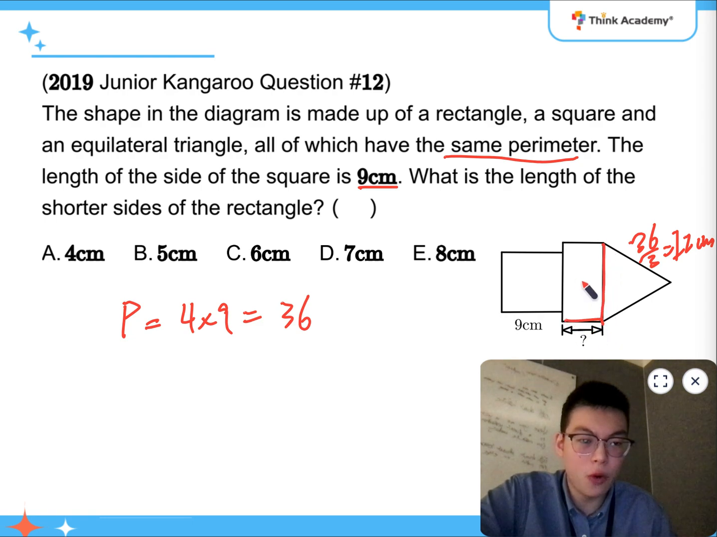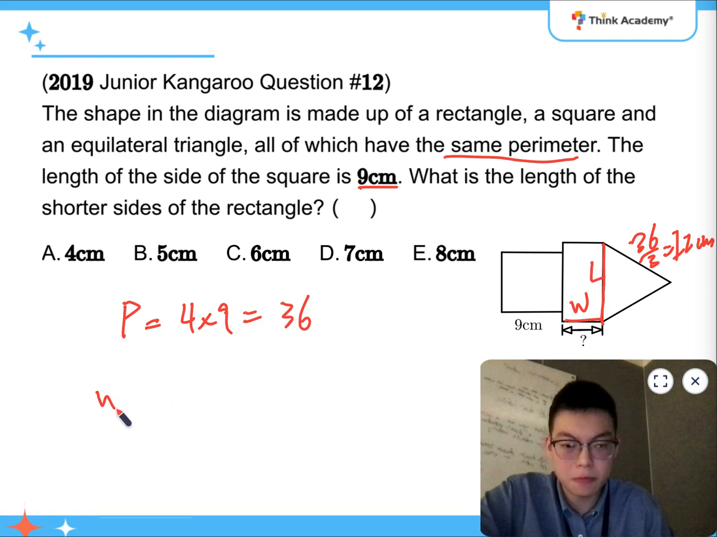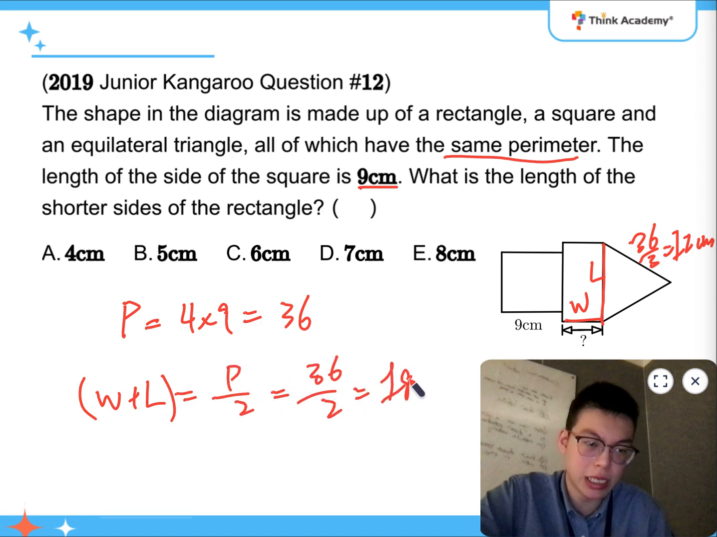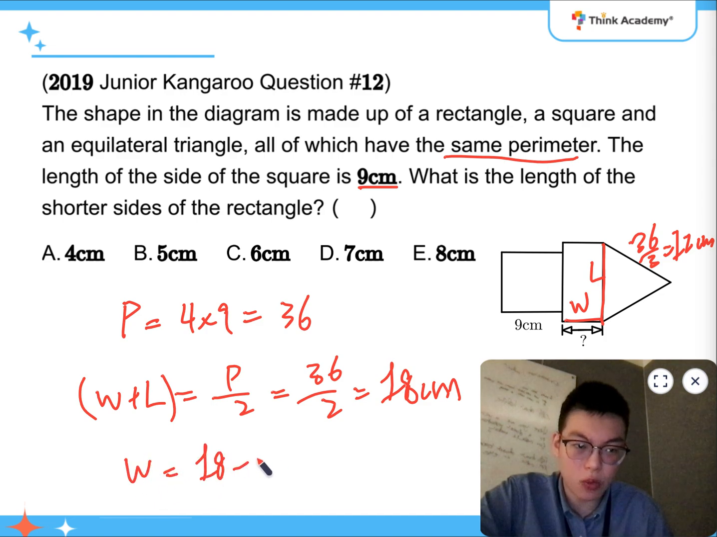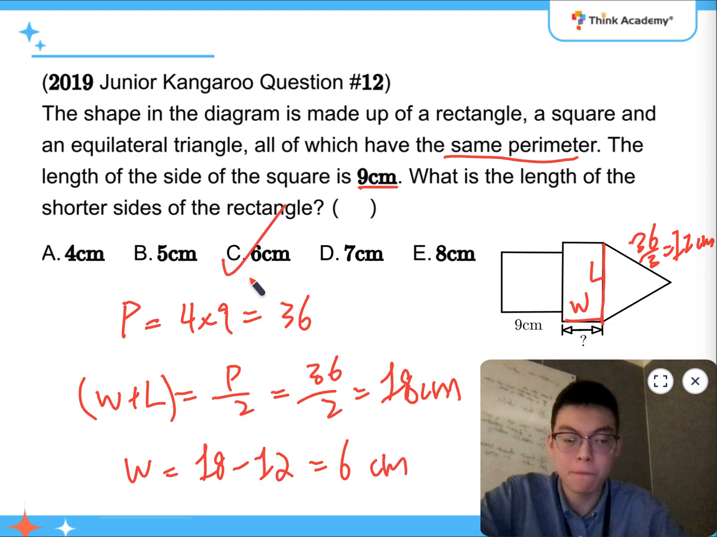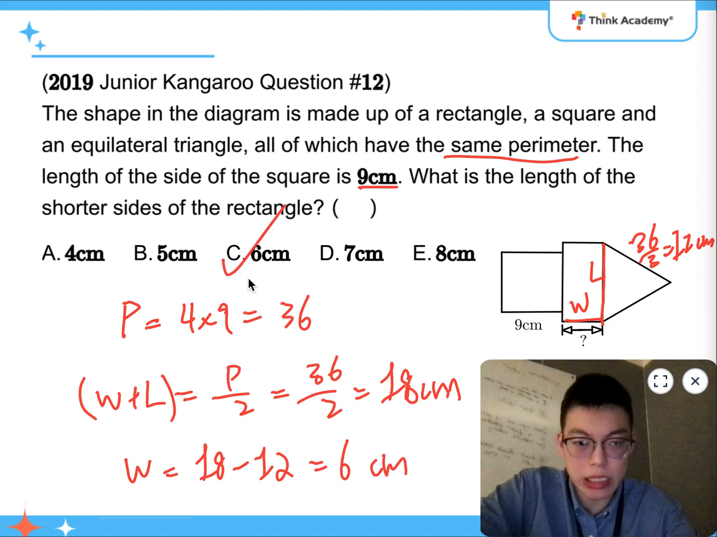And then for the rectangle, the width adding the length is half the perimeter, which is 36 divided by 2, that is 18 centimeters. Now I know that the length of the rectangle is 12 centimeters because it's the same as the equilateral triangle. So it means the width is equal to 18 take away 12, which is 6 centimeters. So the answer is C.